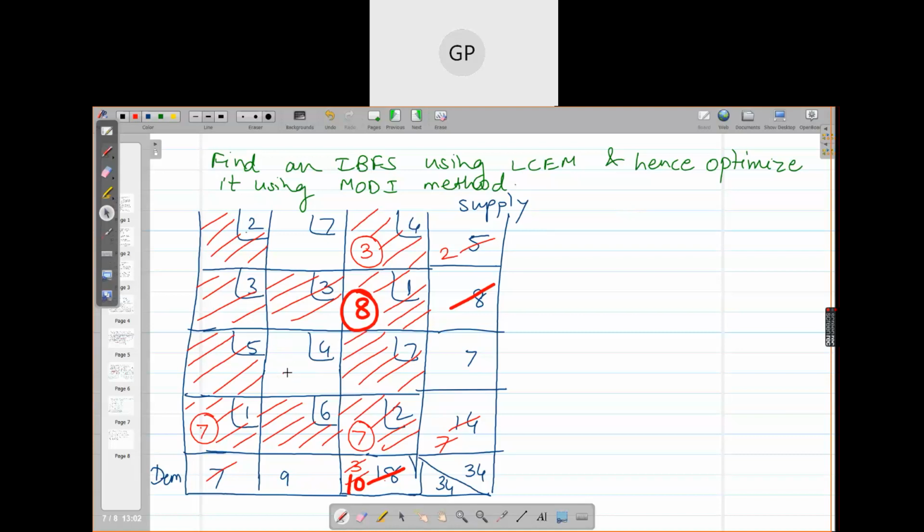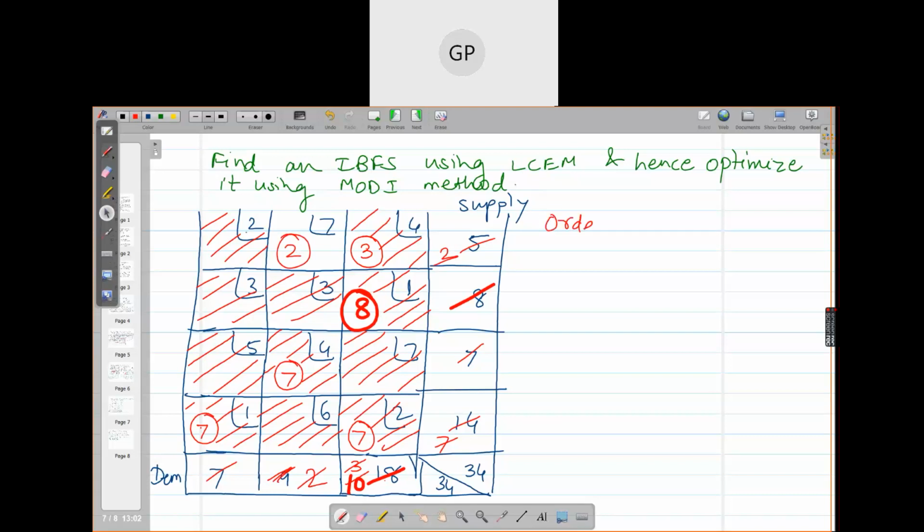Next, this 4 again, you can give 7 units. So all 7 are given. No more supply. Supply is exhausted, but you are left with requirement of 2 units. And 2 units are required and 2 units are available. Okay. So you can give these 2 units here. So this is my IBFS.